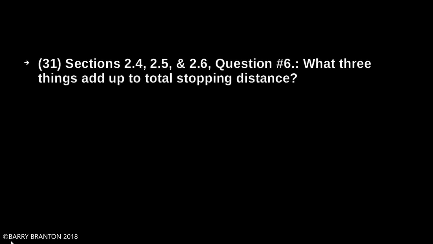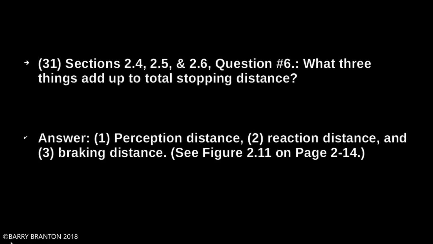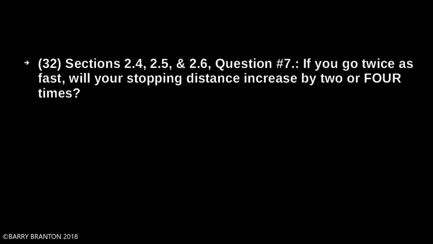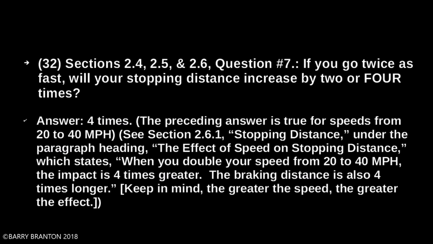What three things add up to total stopping distance? 1. Perception distance. 2. Reaction distance. And 3. Braking distance. If you go twice as fast, your stopping distance increases by 2 or 4 times. Answer: 4 times. The preceding answer is true for speeds from 20 to 40 miles per hour.